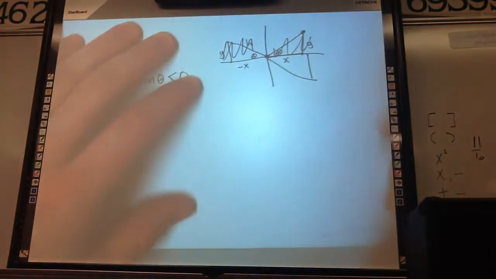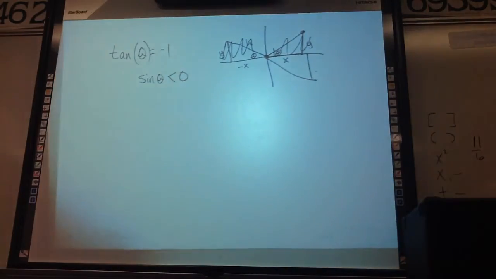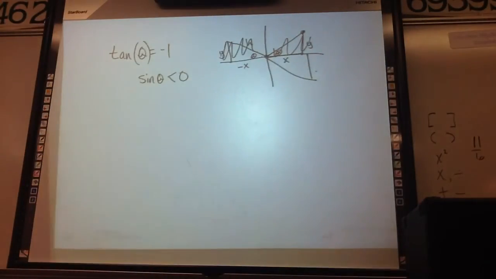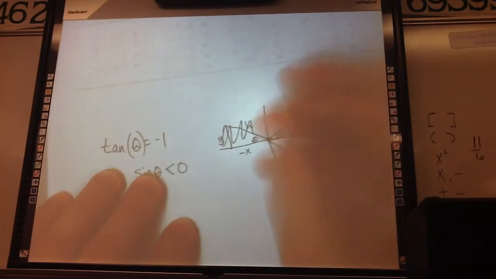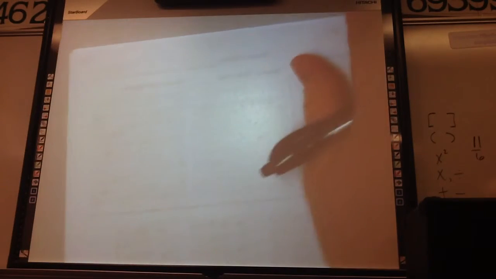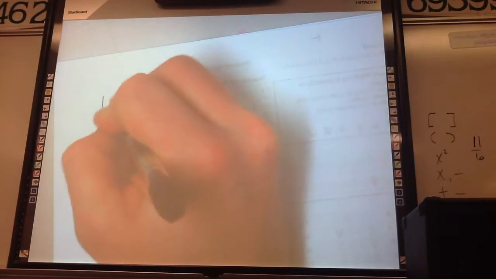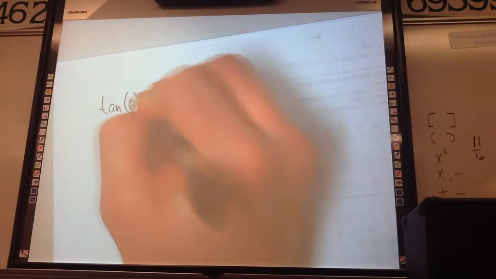So now do you understand how we got this picture? Maybe. Now I lost it. Could I probably do it again? Well, maybe you'll have to tonight. So we know the tangent of theta is -1.